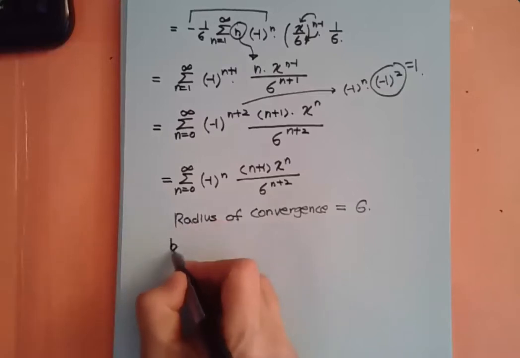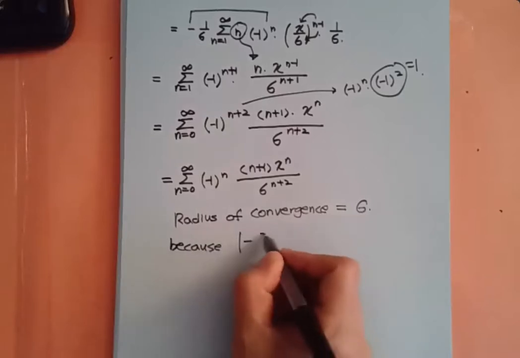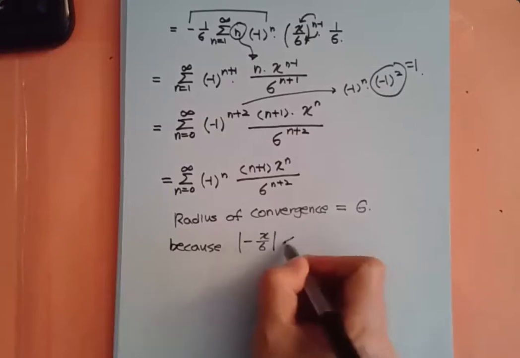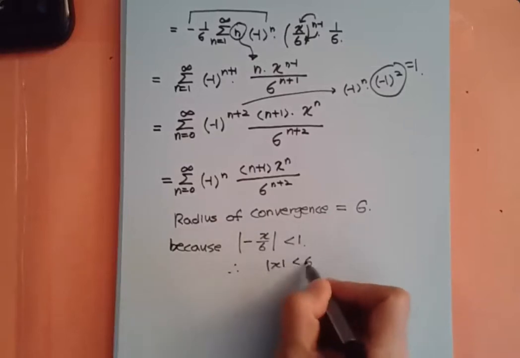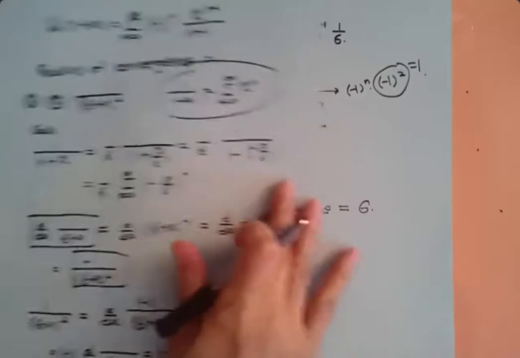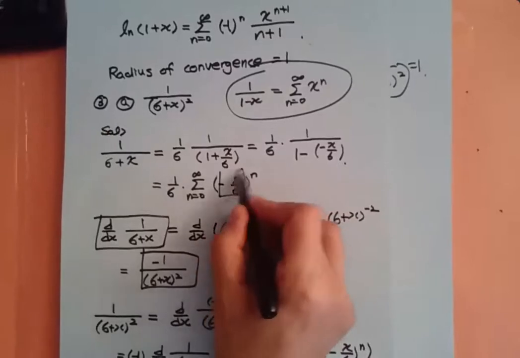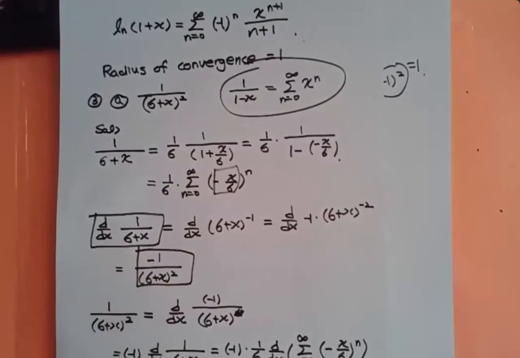That is because the absolute value of negative x over 6 is less than 1. So the absolute value of x is less than 6. So we go back to here. So we think about the ratio, which was negative x over 6.